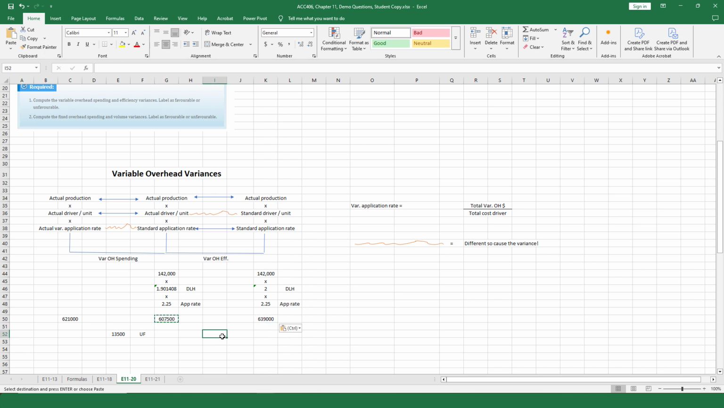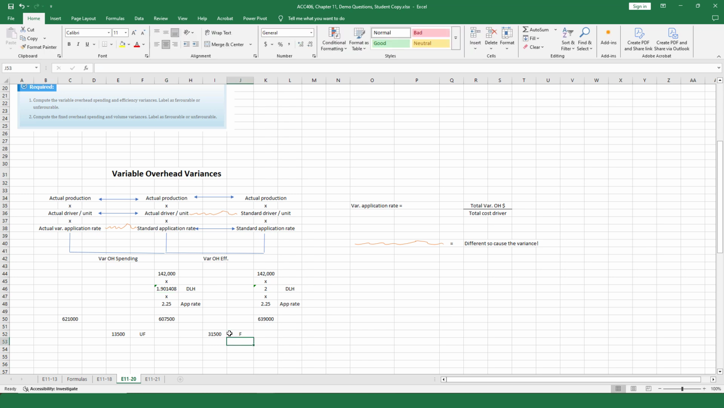639,000. Going to take the difference, larger number, subtract the smaller number. This is 31,500. Is this favorable or unfavorable? Well, the only thing that changed is the item with the squiggle. Nothing else changed. So the actual driver compared to the standard driver per unit. The actual driver per unit was 1.9 hours, and the standard was 2. We were supposed to use 2 hours, and we only used 1.9. Yay for us. This is awesome for the company.